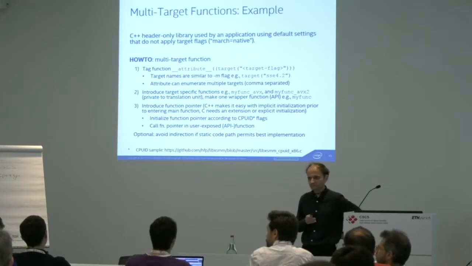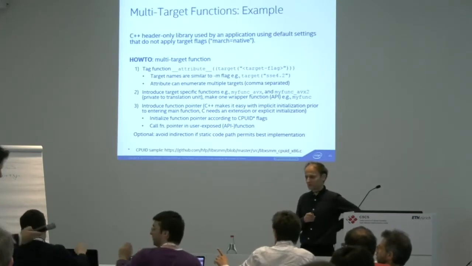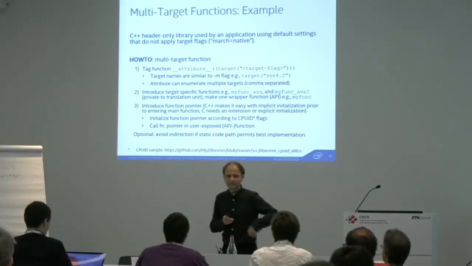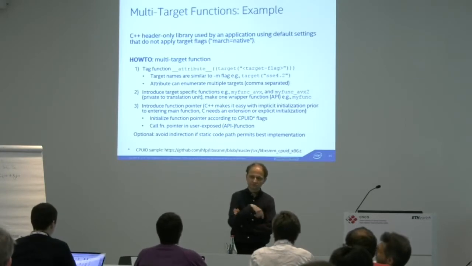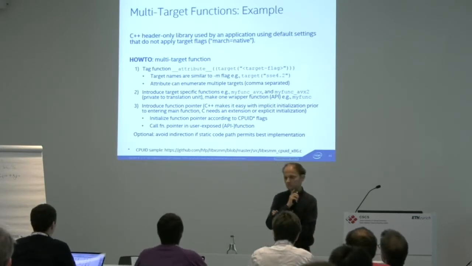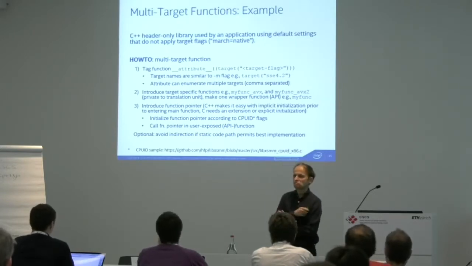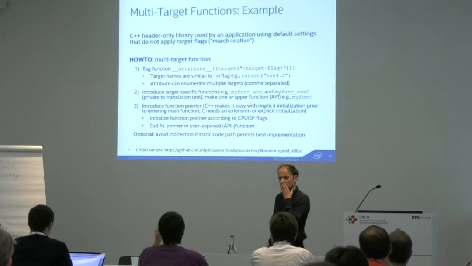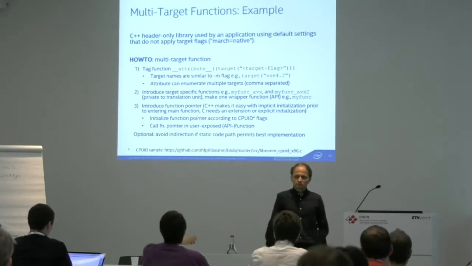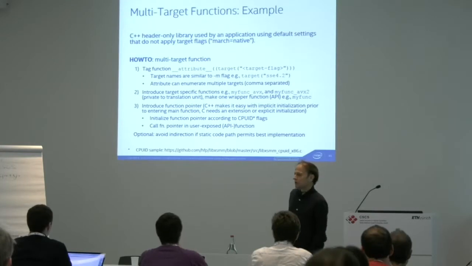Yep. So I have a question. The mechanism with the CPU ID is basically, for example, I make a call to a library, and the CPU ID resolution happens at the time of the call and then gives me the correct function pointer? No, it's not really.